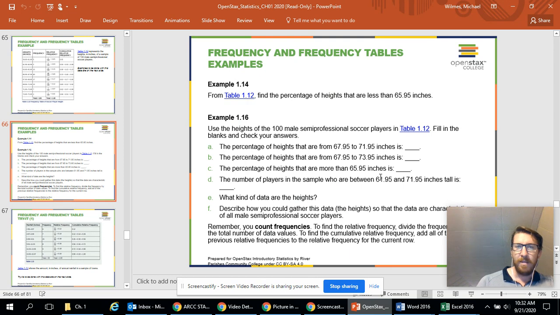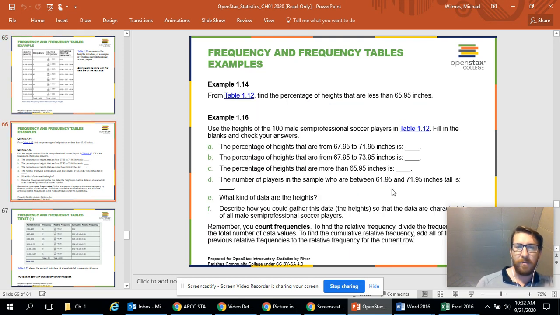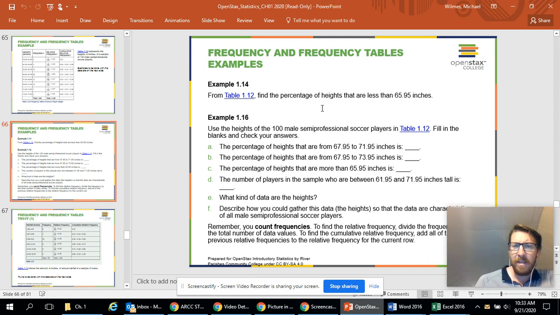Okay, and here we go. We're going to be using this table to answer some questions. So lots of examples. Good news, we're finally into some calculations. There's not a lot of vocabulary, but there is more mathematics here, but it's just adding, subtracting, and looking at percentages. So find the percentage of heights that are less than 65.95.